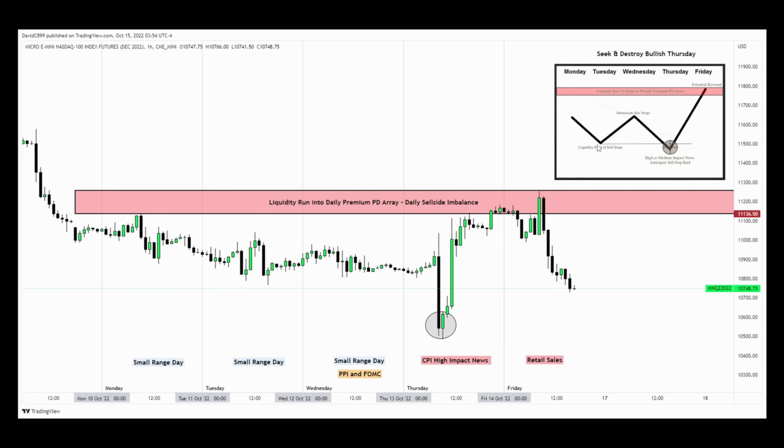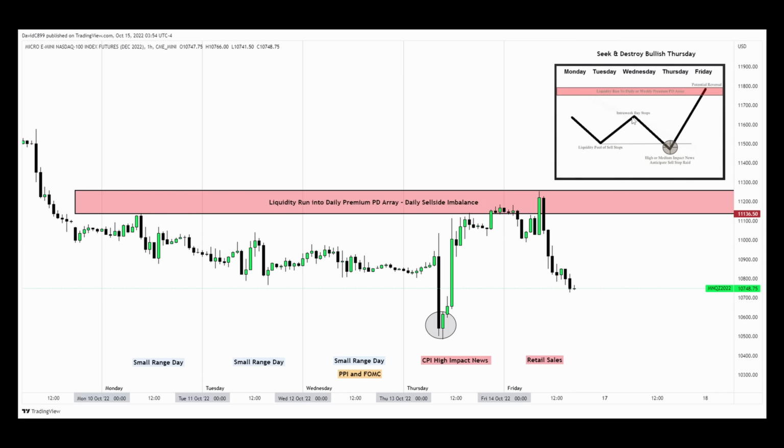Price is building liquidity in form of sell stops or sell side liquidity. We can see that here below this short-term low there's sell side liquidity or sell stops. Price is trading lower, raiding those sell stops. We can see that here. And generally this is on the heels of a high impact news event. In this case it's CPI.